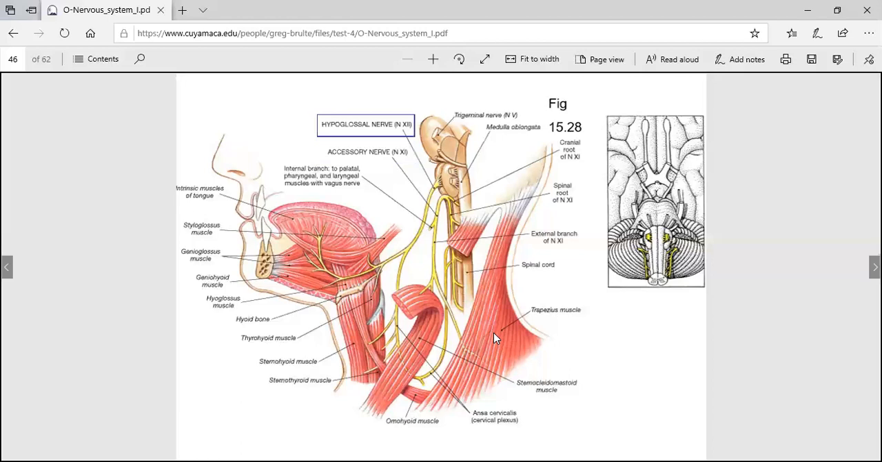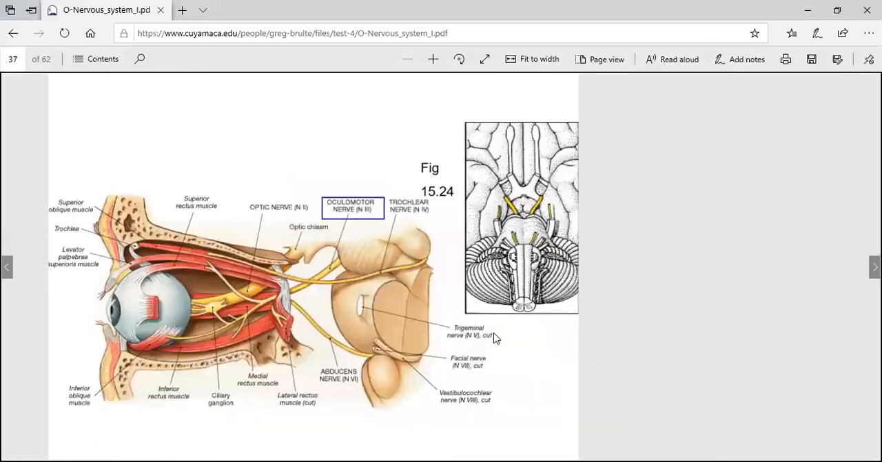Last one here. This would be hypoglossal nerve, below the tongue. So just know it's motor. Okay, then we're good. So let's back up, make sure you know them real quick.